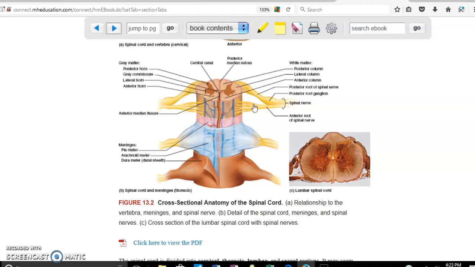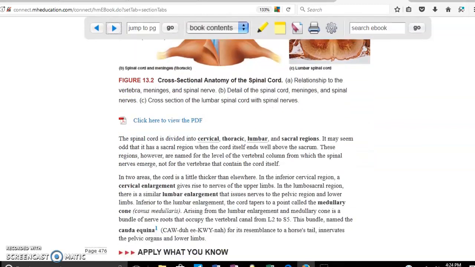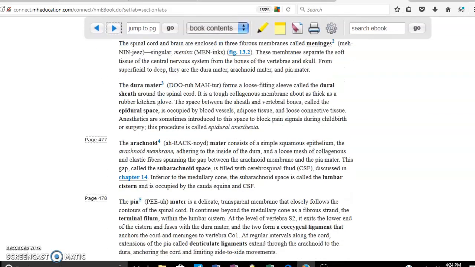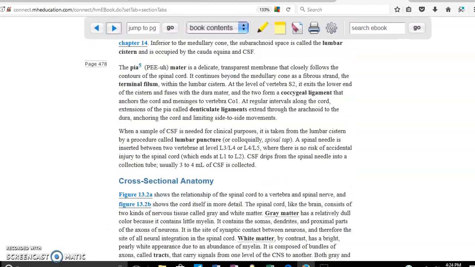So then there are two characteristics that you need to understand about this. When the nerves are outside the spinal cord, they are going to form plexus. When the nerves are inside the spinal cord, they are going to form tracts. So if we keep scrolling down, we're going to see in there the meninges of the spinal cord. We already mentioned that. Dura mater, arachnoid mater, and pia mater. They protect the spinal cord.